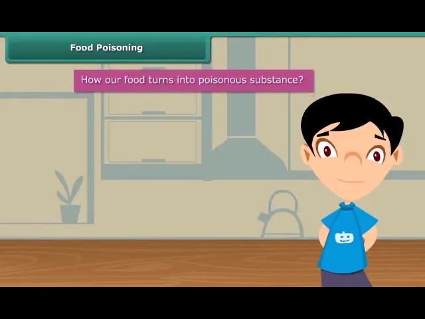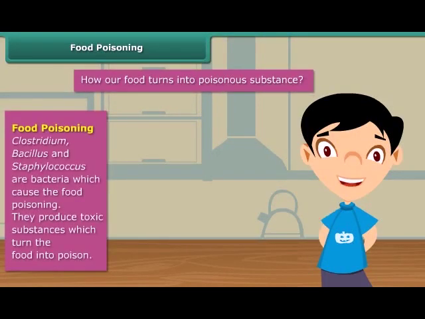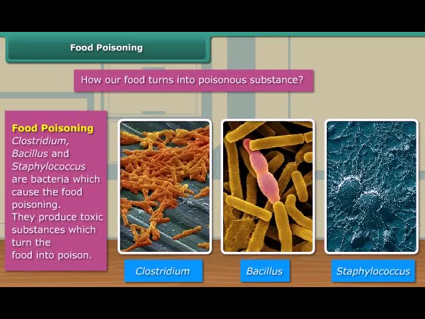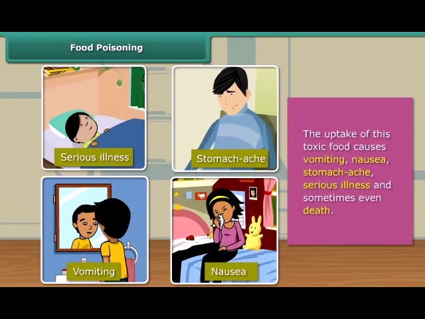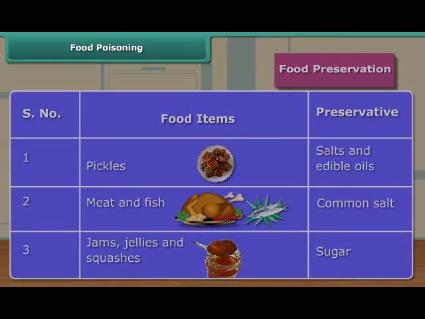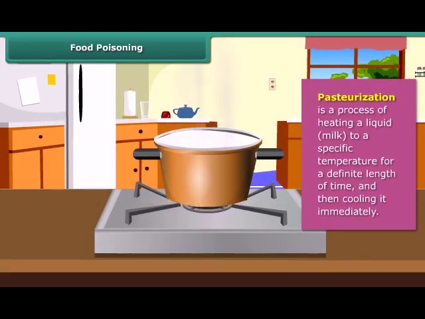Friends, in summer season, if food is lying in the open for a longer duration, the food turns stale and finally poisonous. The cause of this is again the same, bacteria. There are some bacteria like Clostridium, Bacillus, and Staphylococcus which cause food poisoning. This food causes harm to us. We can preserve our food by some methods as listed below. We use the pasteurization process to preserve milk.